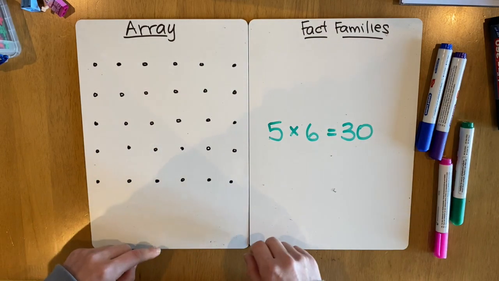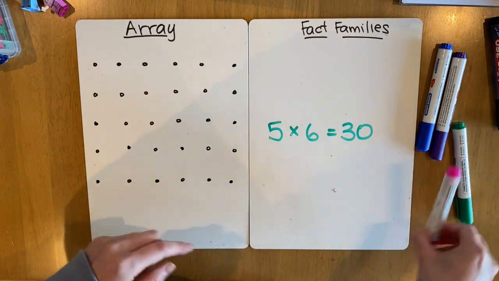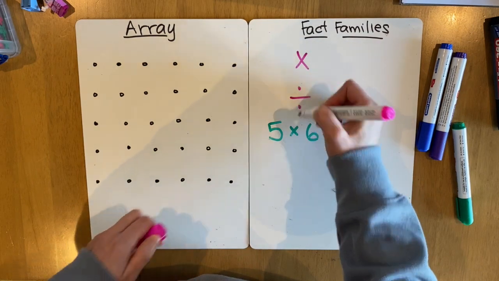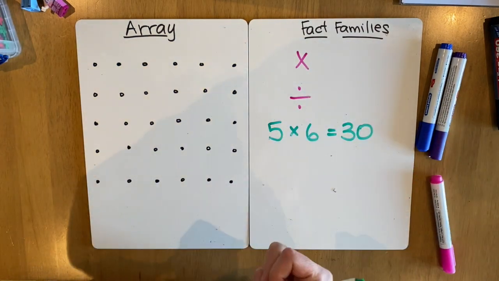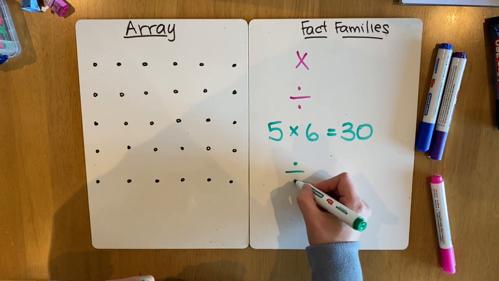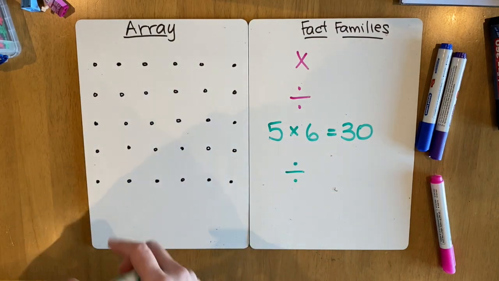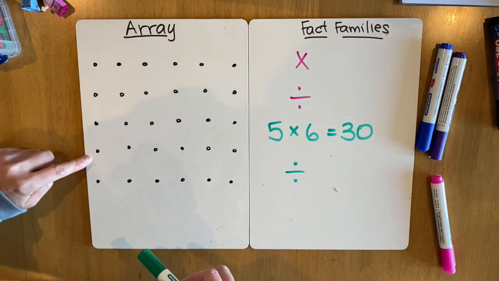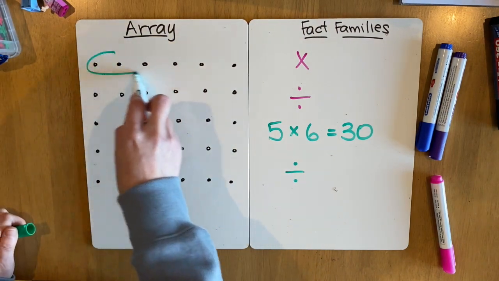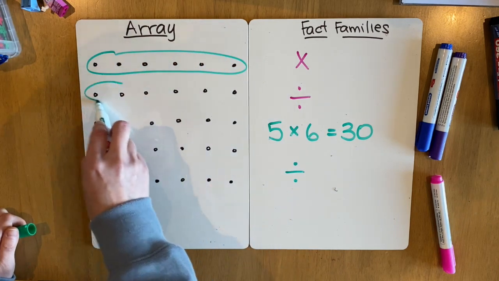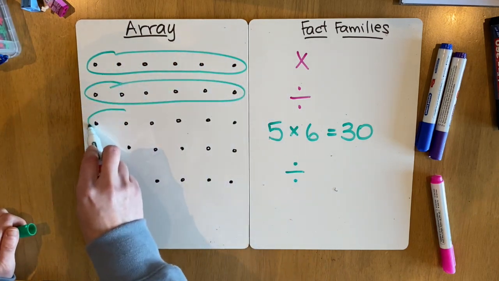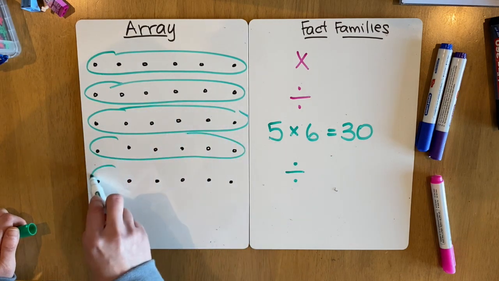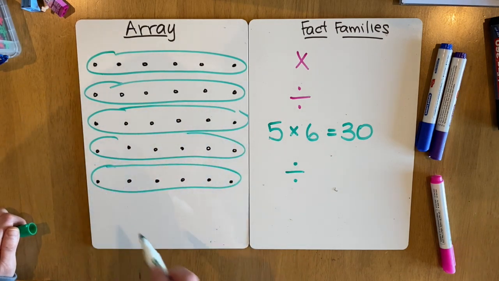Now I want to figure out the other multiplication number sentence, the division sentence, and the other division number sentence. So I want to circle 5 groups of 6. So that's going this way because there's 1, 2, 3, 4, 5. So that's the green group. Okay, this is 5 groups of 6.